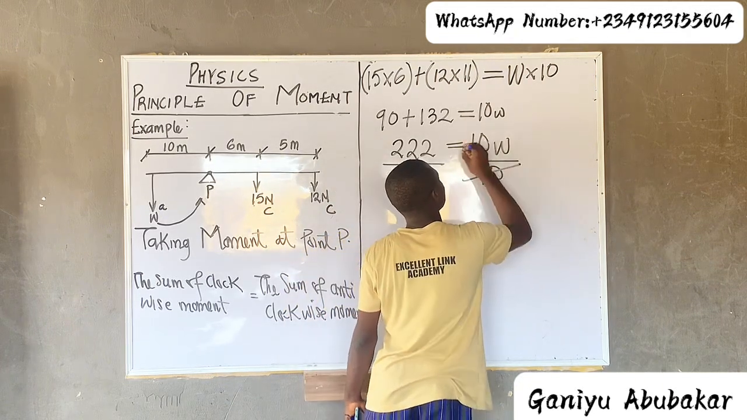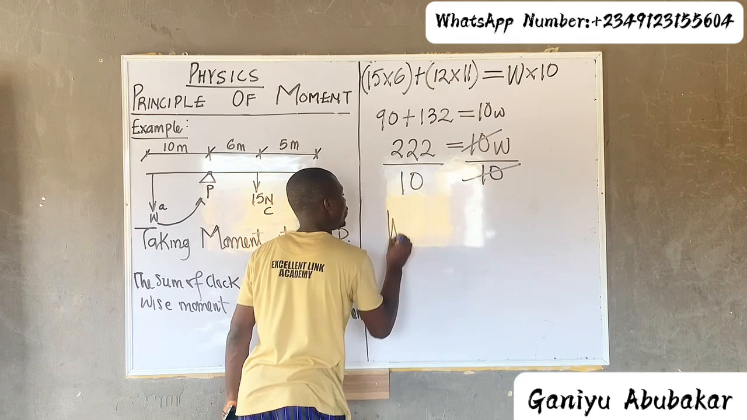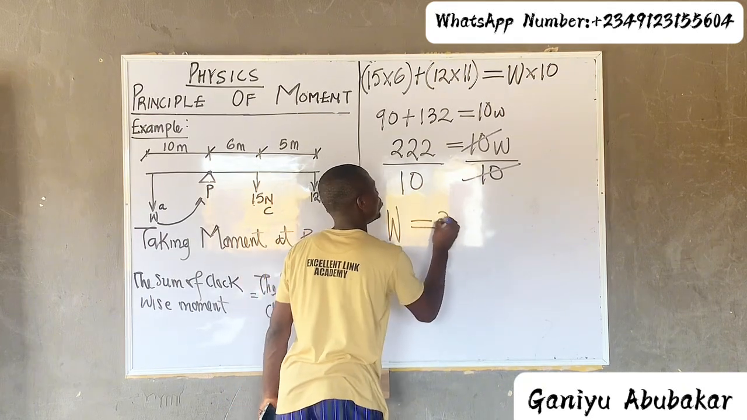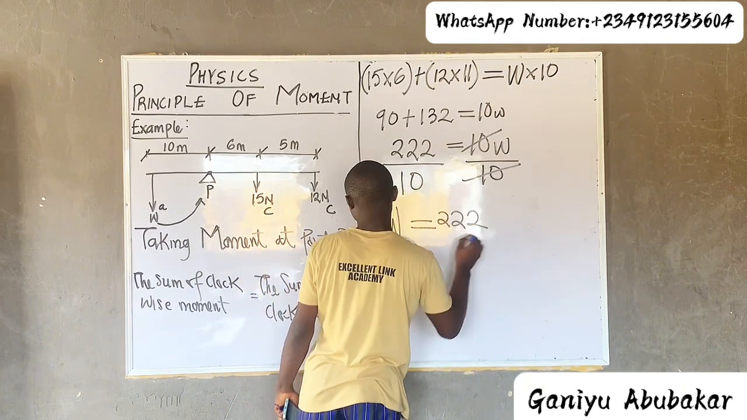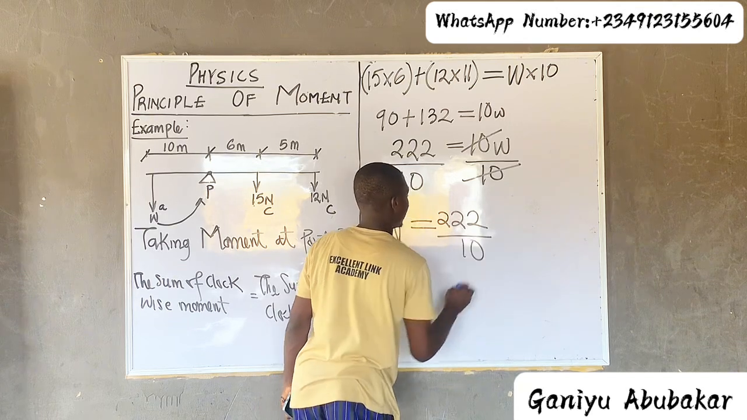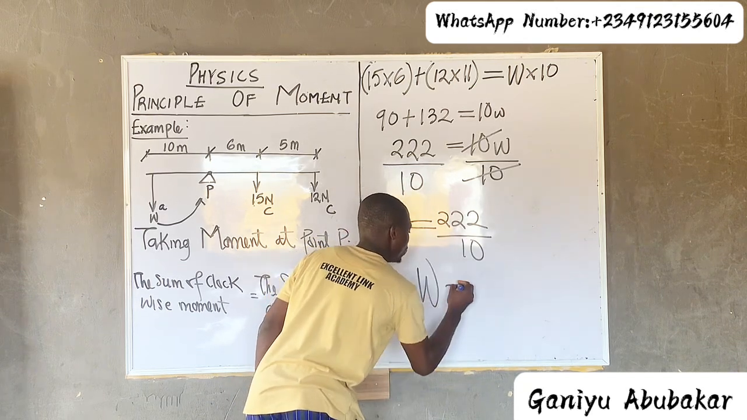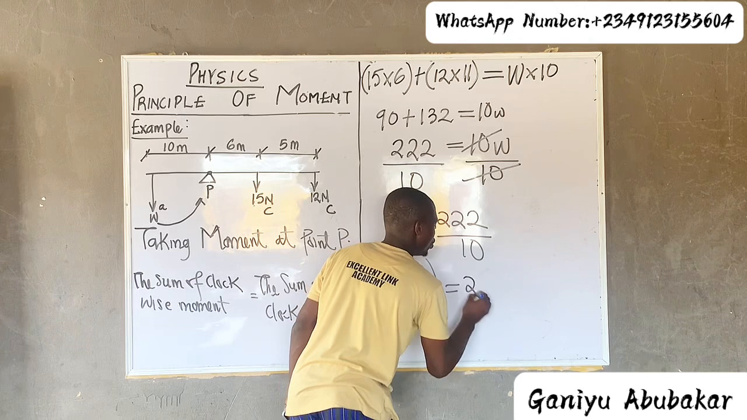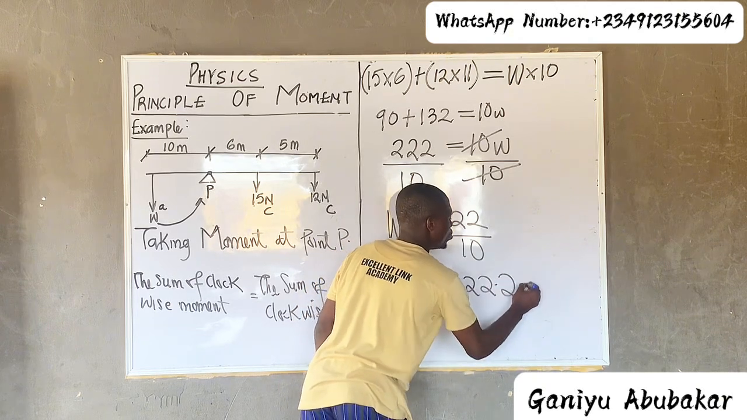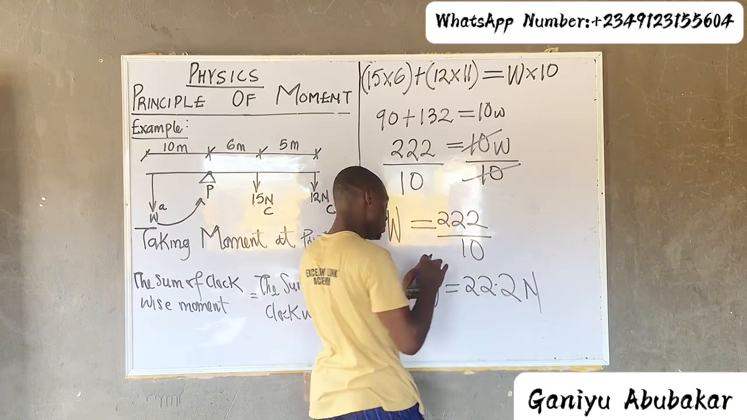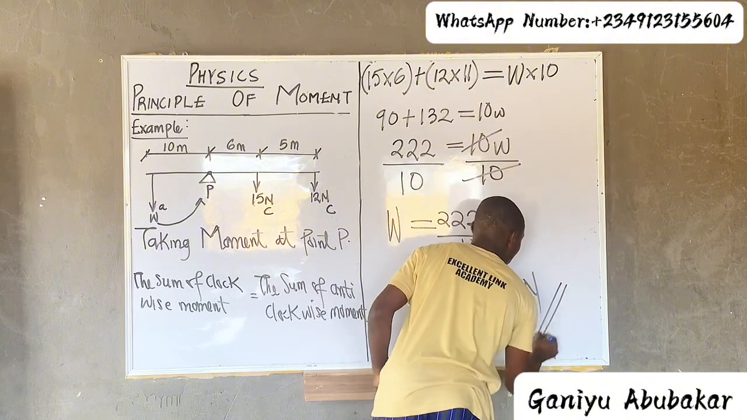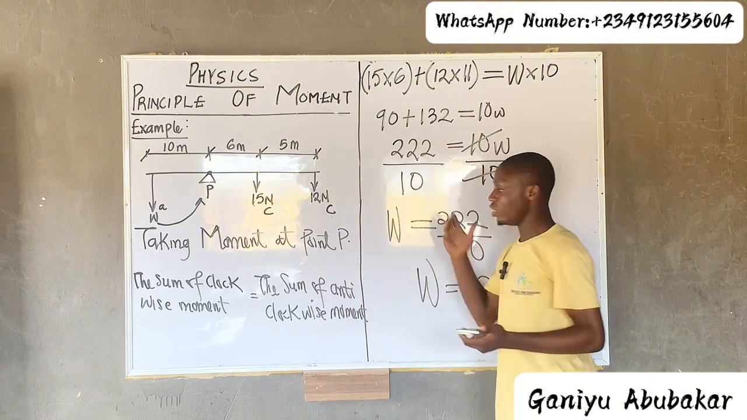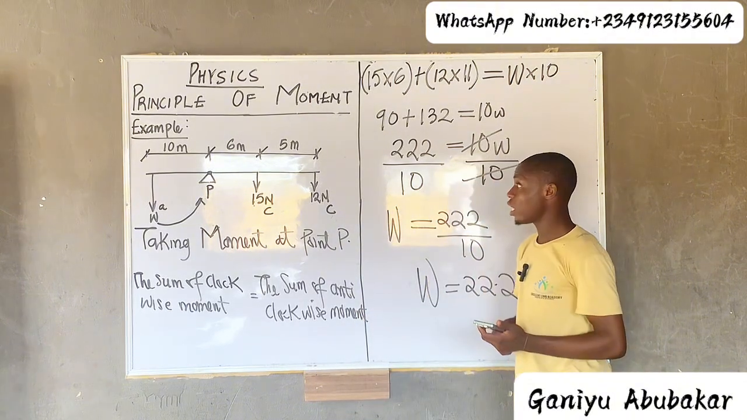So this will cancel this. I'll have that W will be equal to 222 over 10. Of course, W will be equal to 22.2 Newton as my answer. So this is how you find W in this particular question.